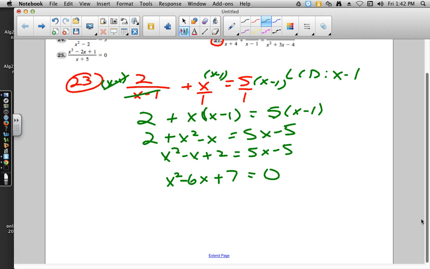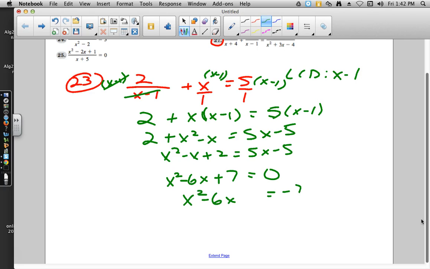So we look at this and think, okay, we've got a plus 7, and that has to be a negative 6. So two numbers that multiply to positive 7 and add to negative 6. And really the only choices we would have would be negative 1 and negative 7, and positive 1 and positive 7. But obviously that's not going to add to negative 6x. So the next way to go would be to say, hey, let's complete the square.